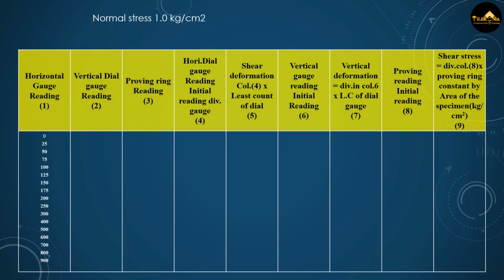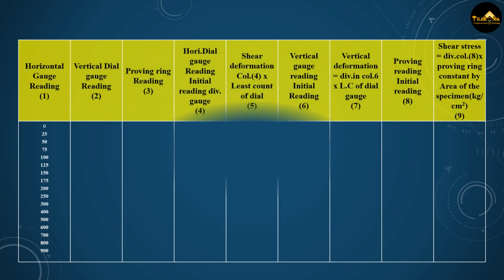Repeat the same procedure and calculate shear stress by applying normal stress of 1 kg per square centimeter. Now perform the same procedure and calculate shear stress by applying normal stress of 1.5 kg per square centimeter. Result: shear strength of soil is calculated.